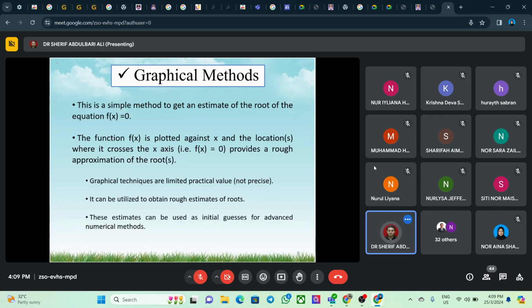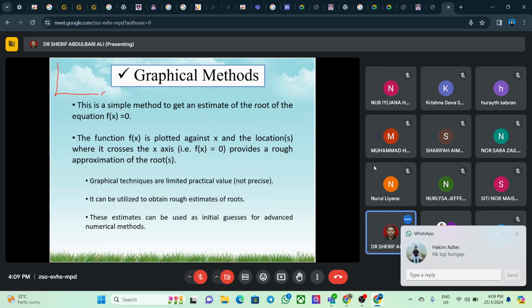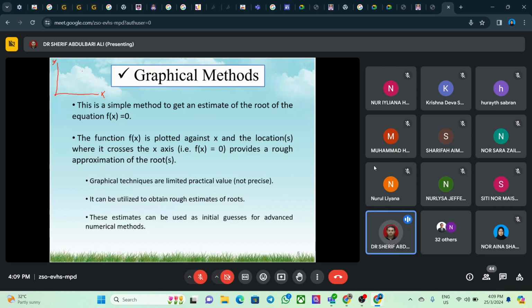So for example, if I have this y-axis and this is the x-axis, so this is the x-axis here, and this is the y-axis, which is actually the function. So let's say that you have a function. When you plot it, your function gives you this curve.